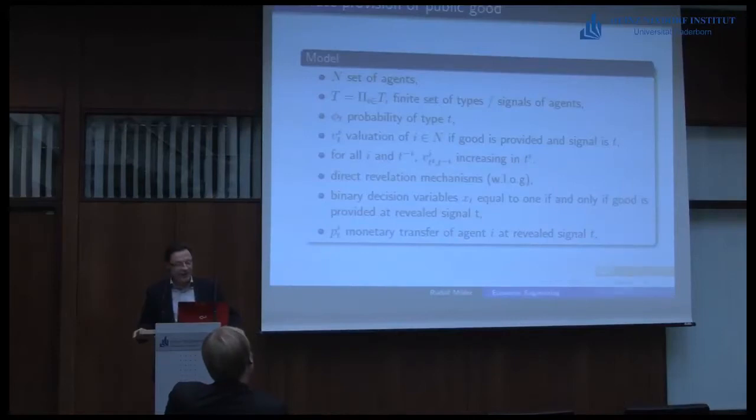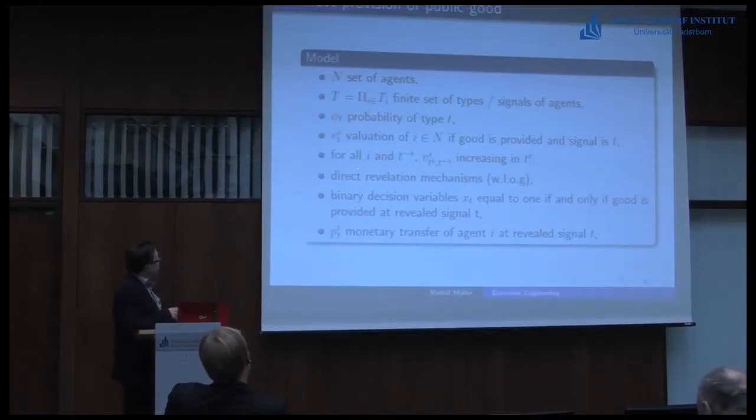We have a probability for each type. We have a valuation. V_i(t) is basically the valuation that agent i has if the total type profile is t. And what we assume, and that is a typical mechanism design notation, is that t_{-i} denotes all the types of the others except i. So if I look at i's value, given the others have that type, then I only assume that his value is increasing in its own signal.